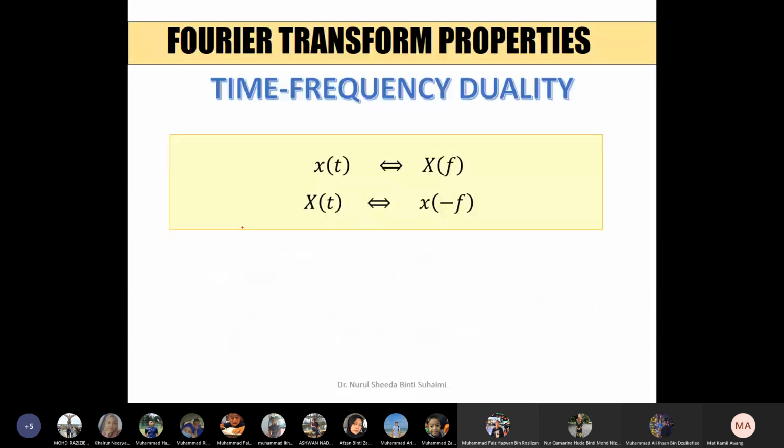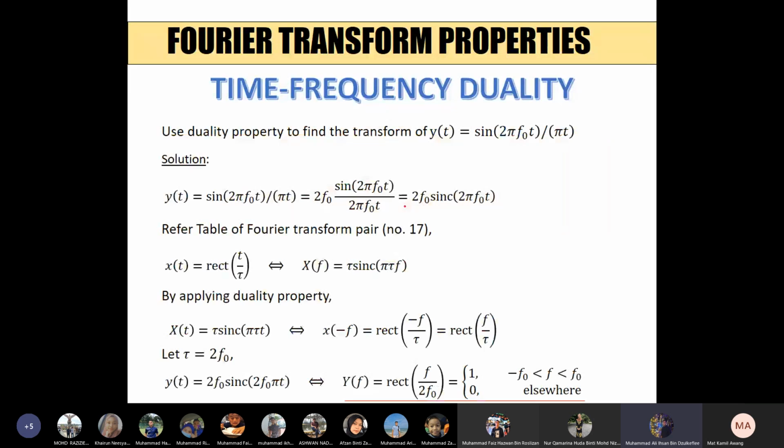Okay. This is time and frequency duality. So, if in the time domain x of t results in x of f, then in time frequency duality, x of t results in small x of minus f. So this is the time frequency duality. Okay, use the duality property to find the transform of y of t equals sin 2 pi f naught t over pi t. So the solution.